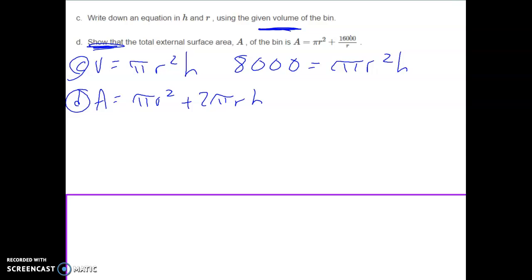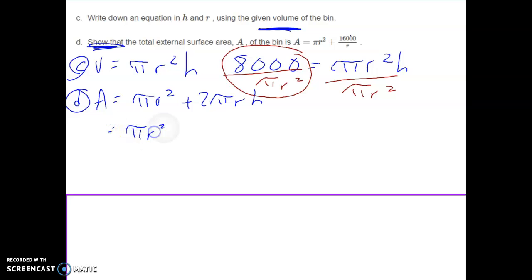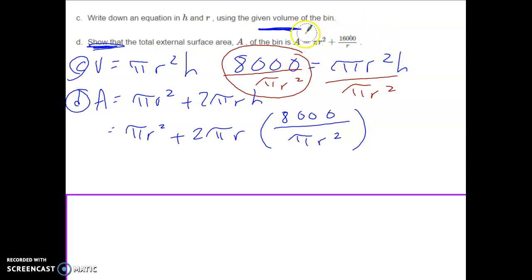So I'm going to go back right here and I'm going to divide by pi r squared on both sides. And this is what I'm going to substitute in place of h. Okay, so let's see. I've got pi r squared plus 2 pi r times what I have figured out to be equivalent to h, which is this. Okay, well, I still haven't shown this. This needs to simplify a little bit. So let's see what we can do here.